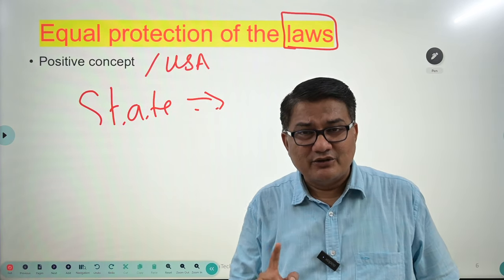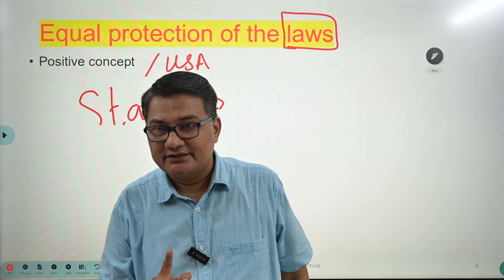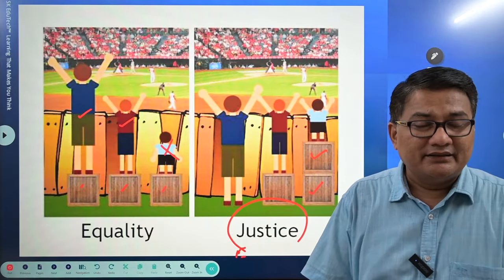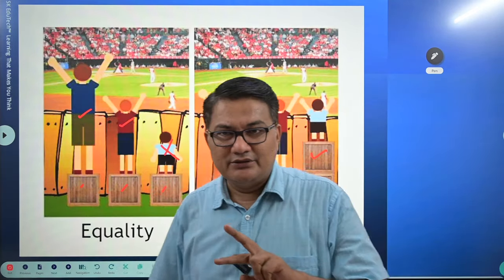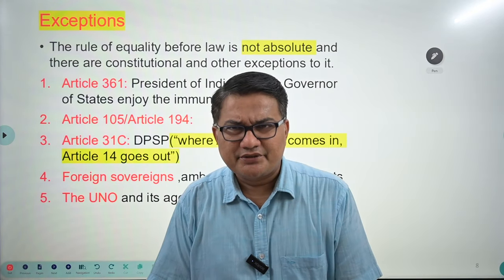Listen carefully, equals should be treated in an equal manner. But what about unequals? These examples make it quite clear that equality should be there, but with justice. I hope both the examples are quite clear. Then comes the next question.